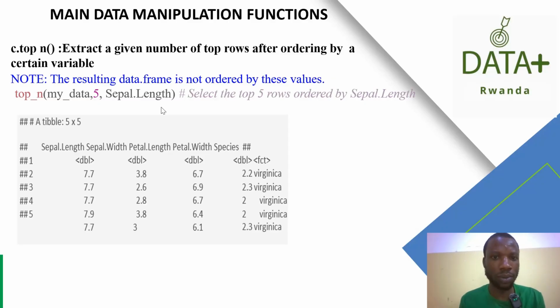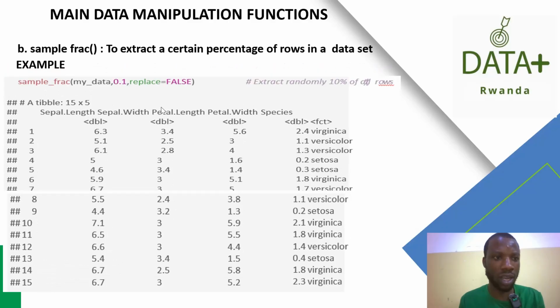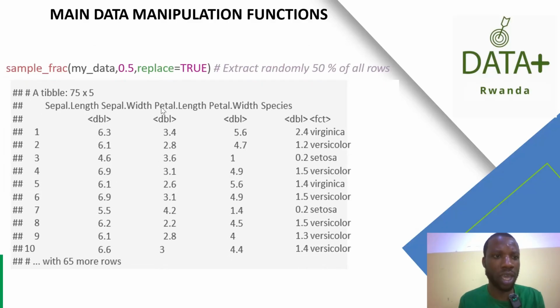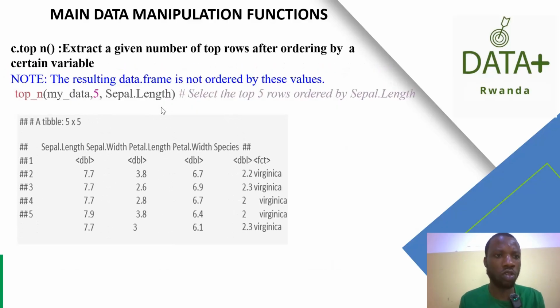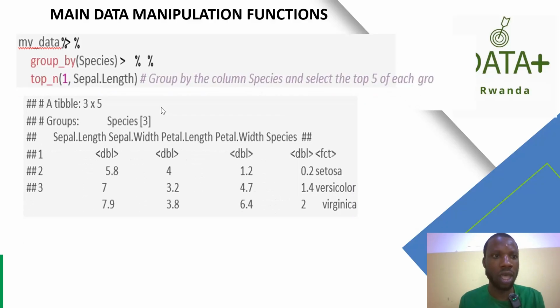Those things, like sample_frac, sample_n, and top_n, are another kind of thing we can use when we are filtering observations or filtering rows. And here also is a way you can use the pipe when you are trying to filter.